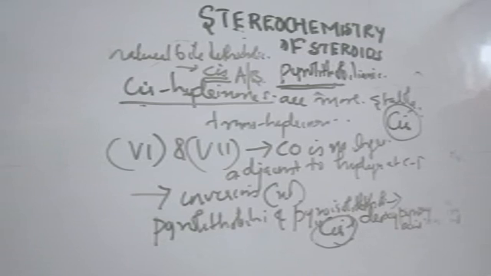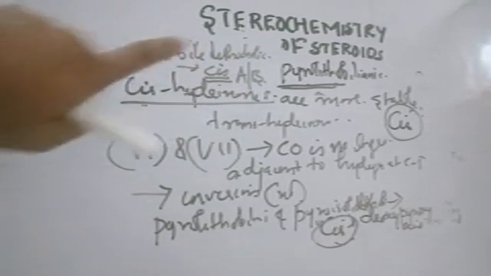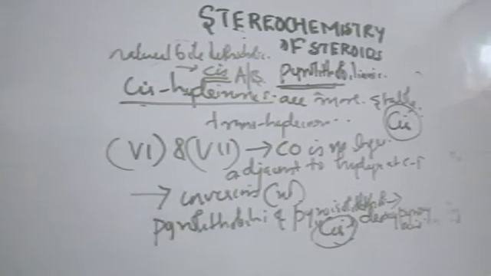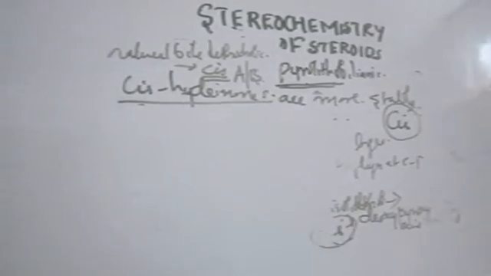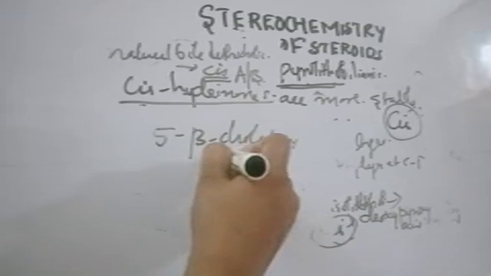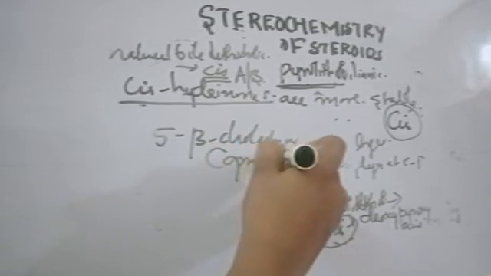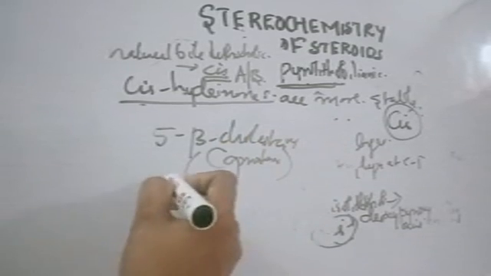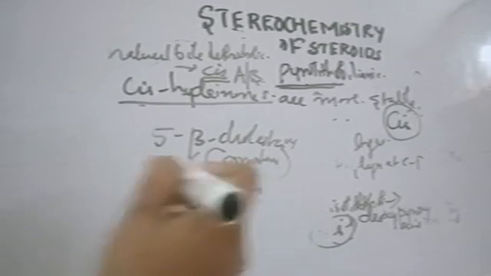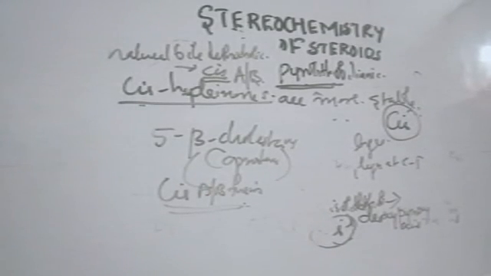Also, the cis configuration with A/B fusion can be confirmed by another example, the presence of 5-beta cholestanol, that is called coprostanol. It also indicates that the compound has a cis A/B fusion. So this all indicates that a cis A/B fusion configuration is expected for all these compounds.